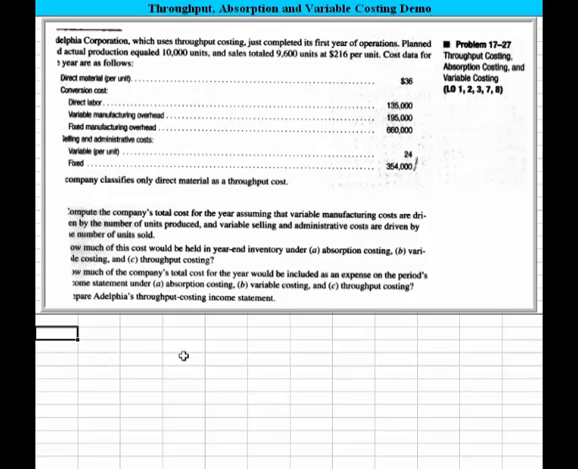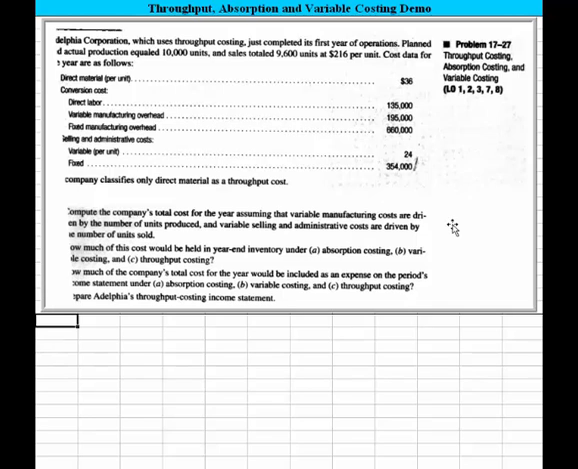Planned and actual production were 10,000 units, and sales were 9,600 at $216 per unit, and we have some cost data appearing in that table. Now the company classifies only the direct material cost as part of throughput costing. Let's compute the company's total cost for the year, assuming that the variable manufacturing costs are driven by the number of units produced, and the variable selling and administrative costs are driven by the number of units sold.